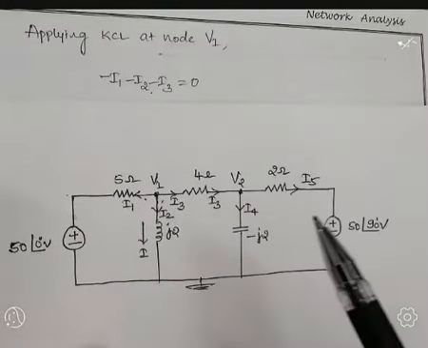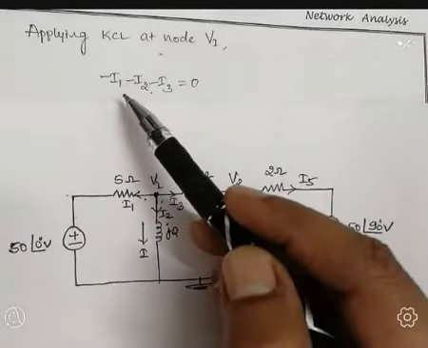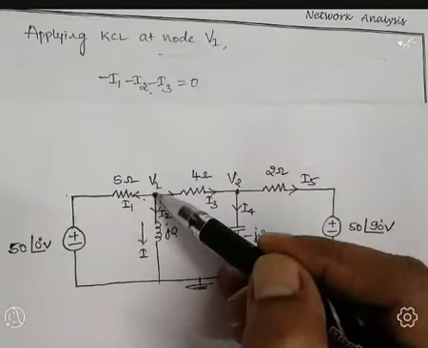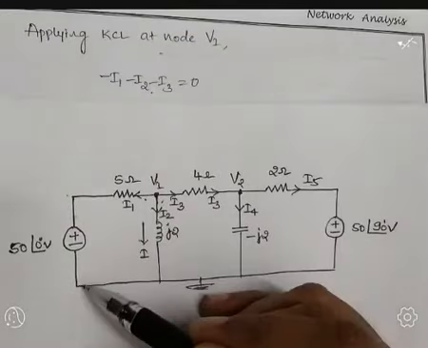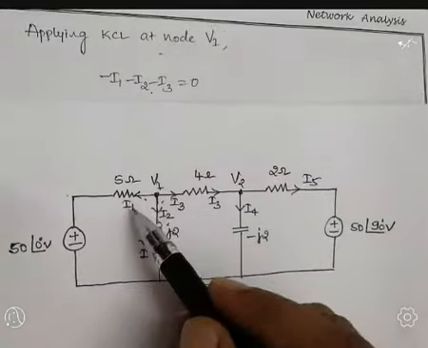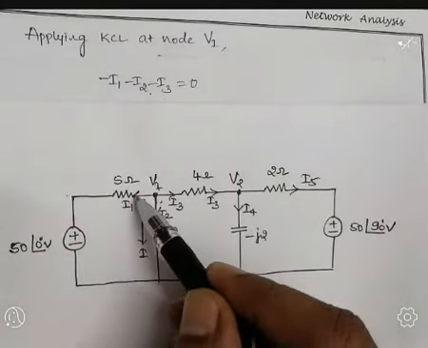Next step is substitution of all these current values. The value of current I1: the current I1 is moving from V1 to ground. So through this branch, the current I1 is flowing. Hence V1. So observe the head of the arrow mark of this current. The arrow head is pointing to negative polarity.